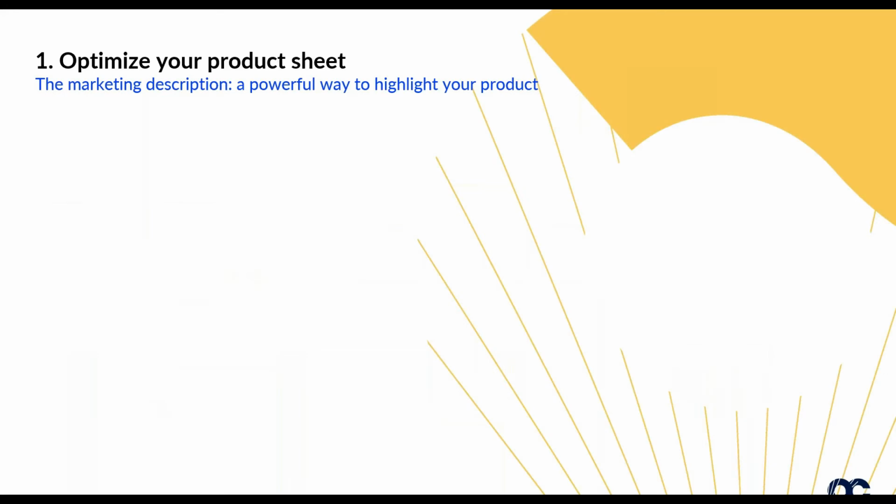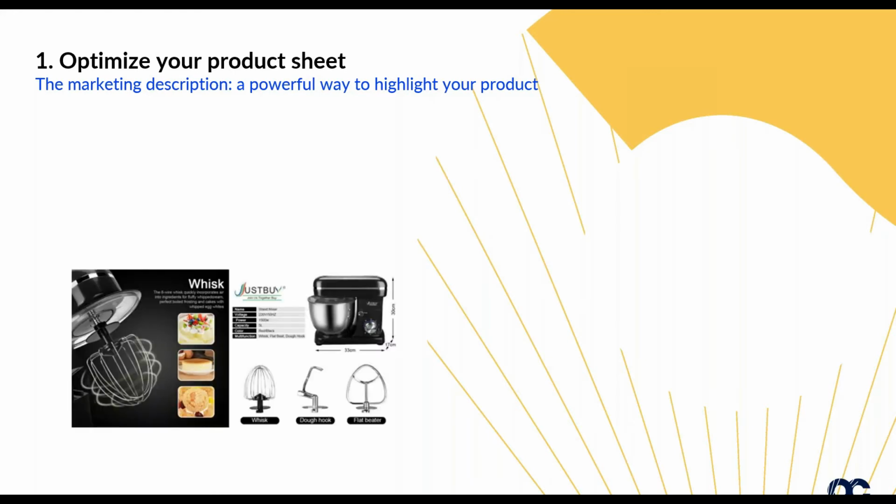So now we see the title and your visual. There are two other elements to take into account to have a qualitative product sheet. Regarding the marketing description, it is a powerful enhancement for your product. The marketing description is located under your visual and the descriptive table of your product characteristics. It allows you to add additional photos, video, and comparison tables.